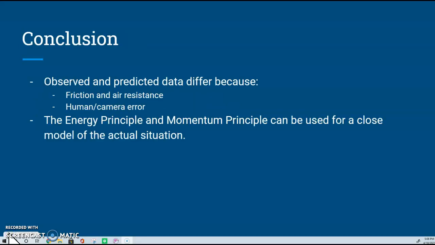In conclusion, the observed and predicted data differ due to friction, air resistance, human error, and camera error. However, the energy principle and momentum principle can be used to make a relatively accurate model of this situation. This concludes my video lab report.